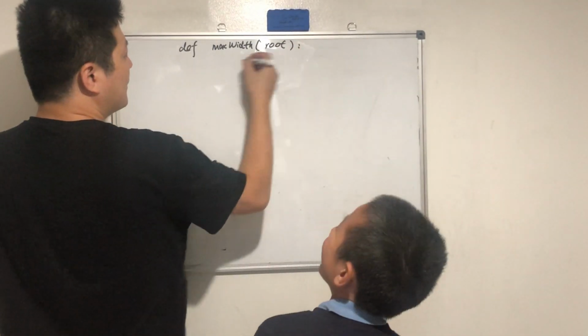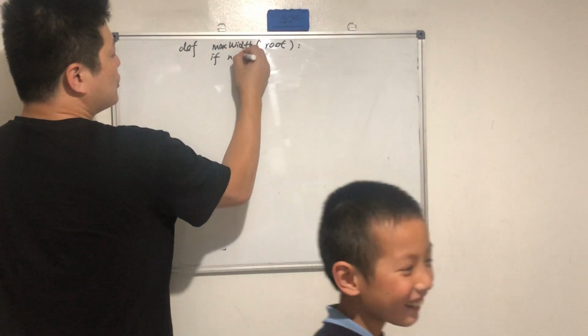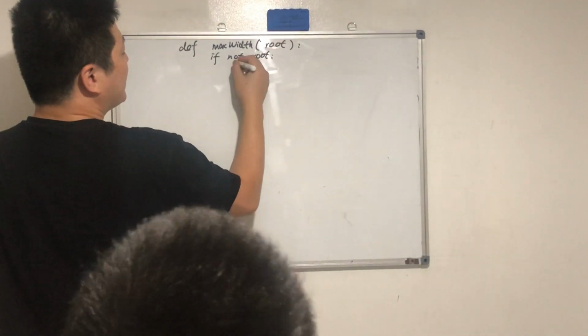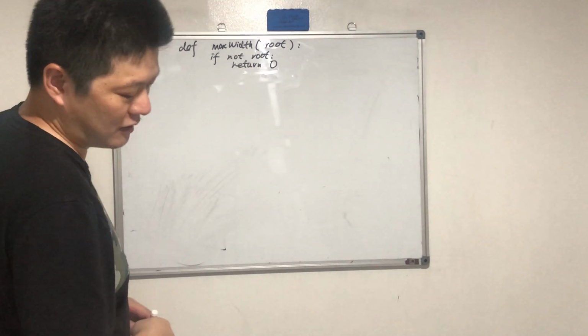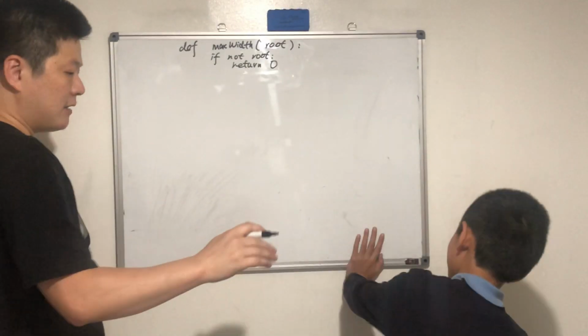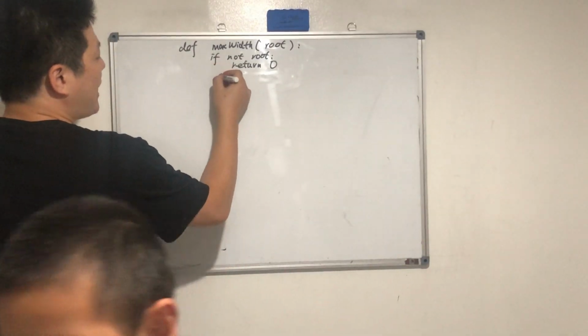If not root, return what? None, or 0. Yeah, 0 or None. Okay, listen. Then we have this data.